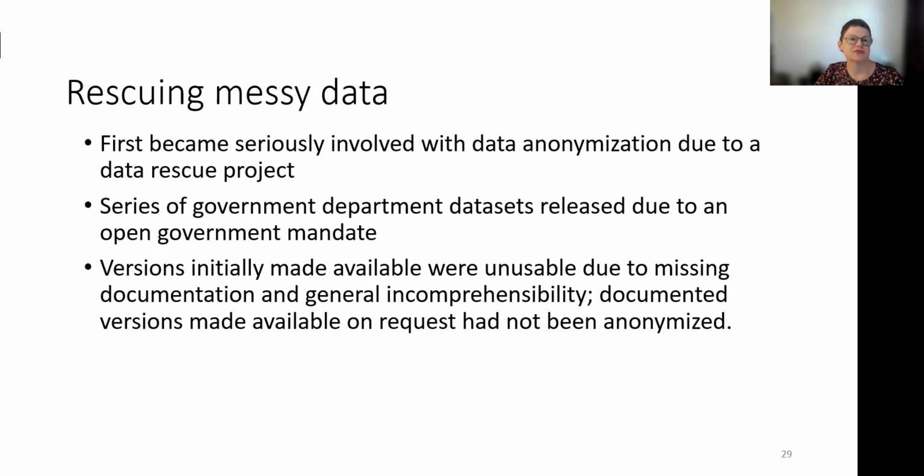So a series of government data sets relating to health surveys were released on an open government website. And the thing is, none of these people knew what they were doing. The versions that they originally made available were not useful because they didn't provide good documentation. They were basically incomprehensible. You couldn't tell which variable corresponded to which question. The categories weren't labeled, so you knew there was a religion variable with categories of 1, 2, 3, and 5, but you didn't know what those meant. They eventually made documented variables available after some people complained, and these versions had not been anonymized.